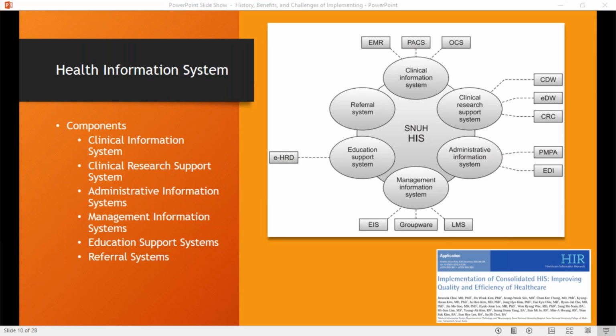Okay, so to give us a different perspective, if you look at the publications of how they would describe their own hospital information system, the definitions and the structure of a hospital information system may vary from hospital to hospital, depending on what the hospital is trying to do.